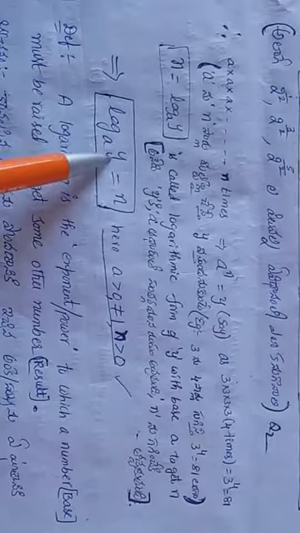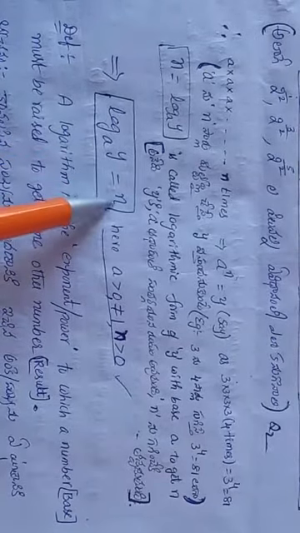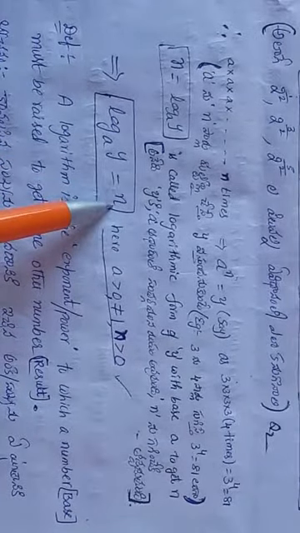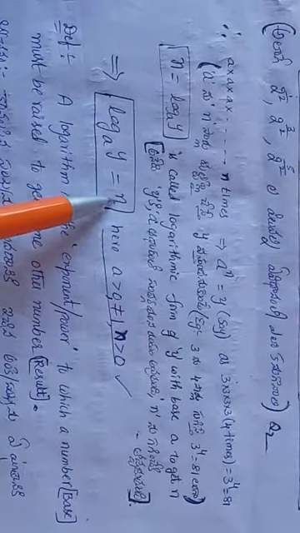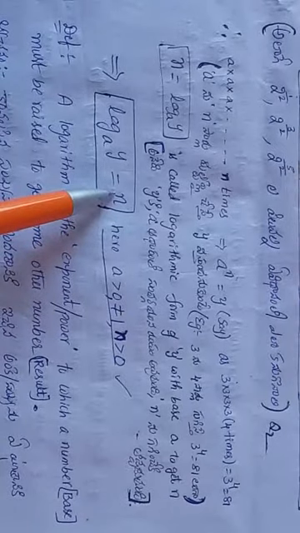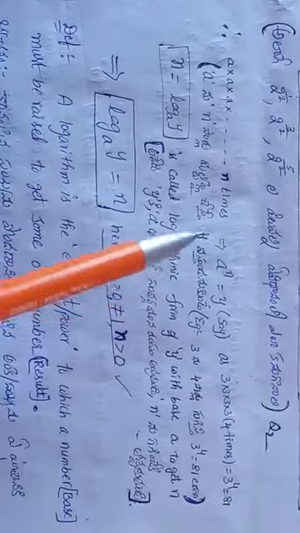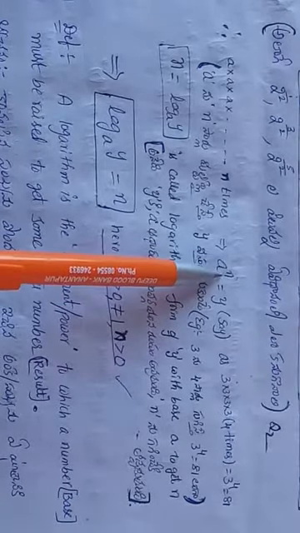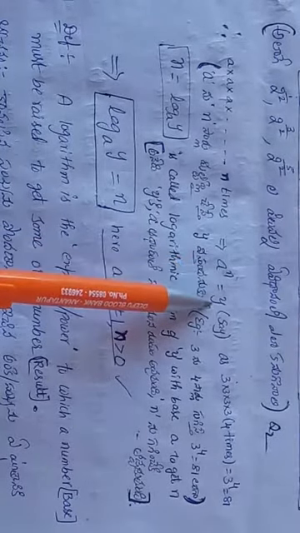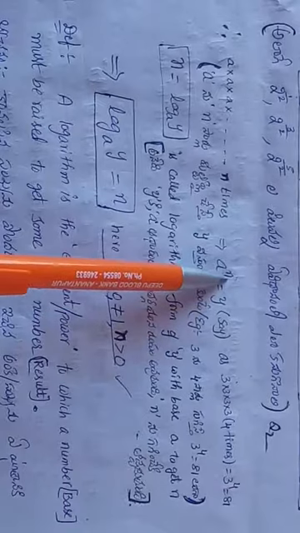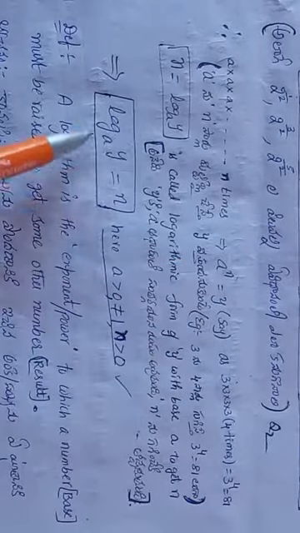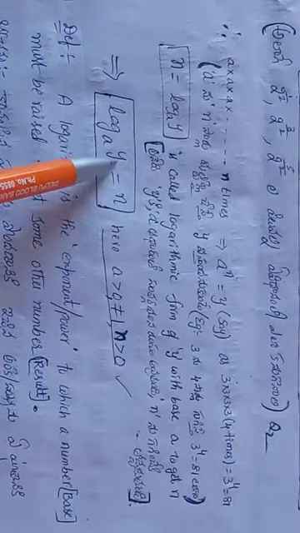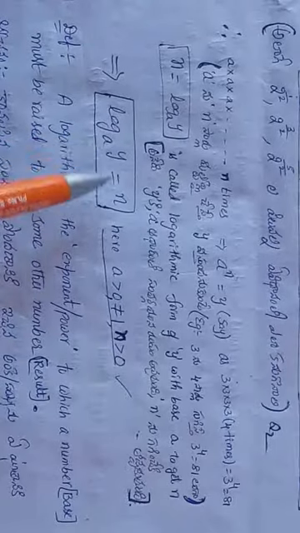So log y to the base a equals n. What is n here? n is an exponent of a. As an example, I said a is raised n times to get y. So to get n, we are using the logarithmic form with the help of y and the base a.